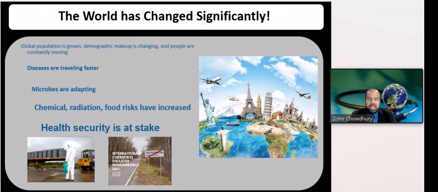So the world has significantly changed. At the same time, the world changed significantly from 1969 to early 2000, and we can define this change as the global population continues to grow exponentially. The demographic makeup of the population's age also shifted more towards an aging population in many parts of the globe. And also people are traveling more frequently all around the globe. There was increased trade and other things going on at the same time.